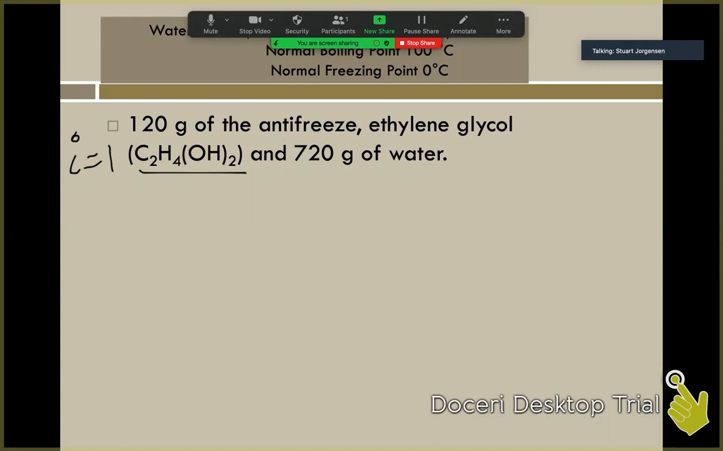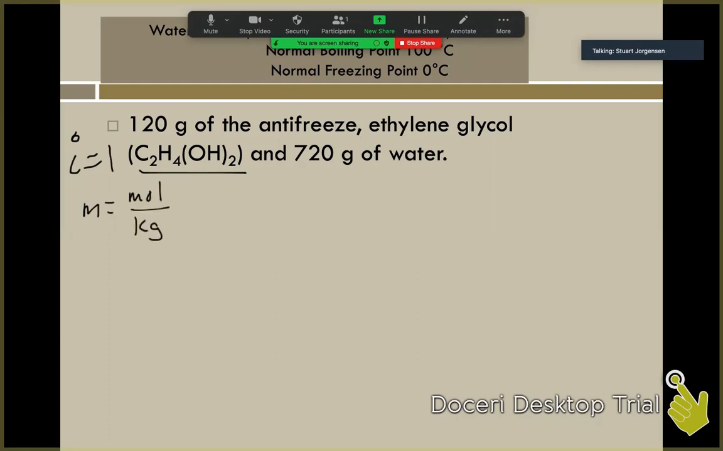We need, I guess, which one? Let's do the freezing point first. I think that's what the question asked for. For that, we need to know the Kf, which we do. It's up above. We got that 1.85 degrees Celsius per molal. And then we also need the molality. Well, remember that molality, we've been practicing this. Molality equals your moles of solute over your kilograms of solvent.